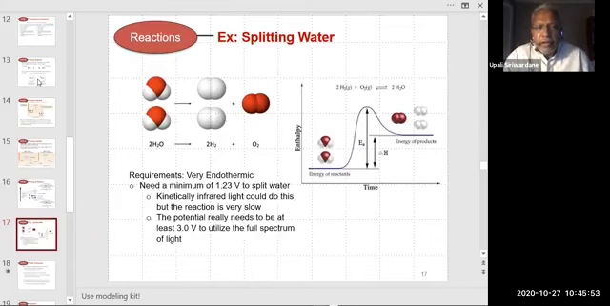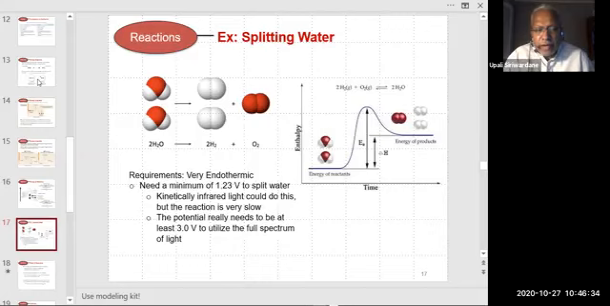Splitting water is very important for producing hydrogen to fuel our hydrogen fuel cells. So hydrogen is obtained by splitting water into oxygen and hydrogen. There's an activation barrier, and that's an endothermic reaction. That energy is provided by electric power. So normally a minimum of 1.23 volts is needed to split water.